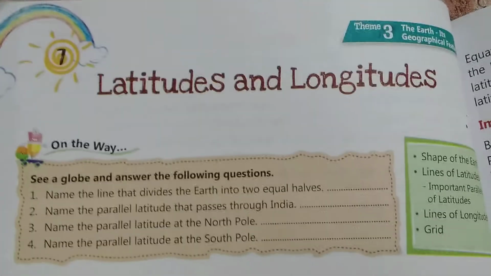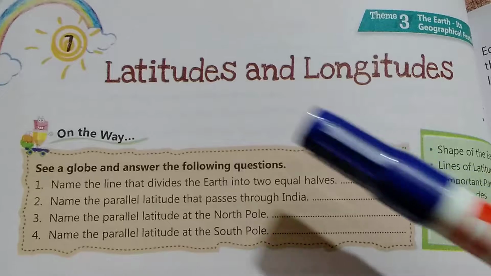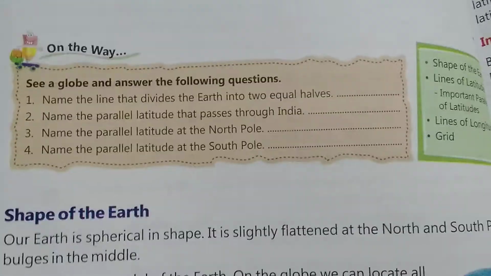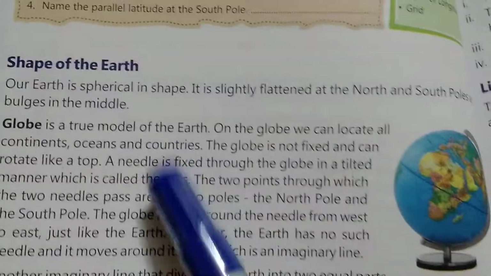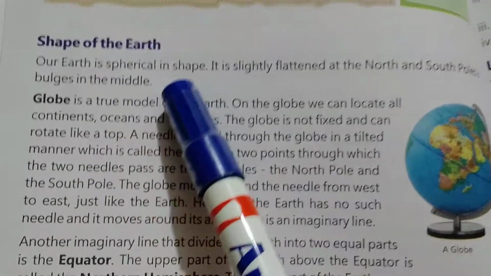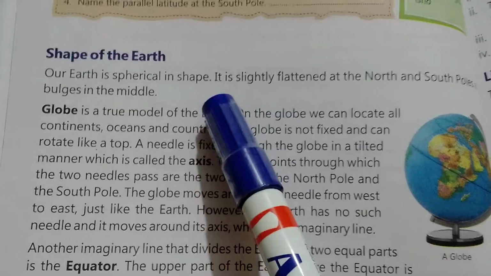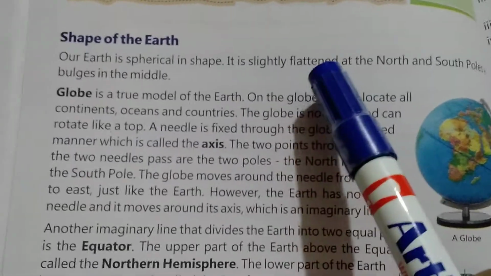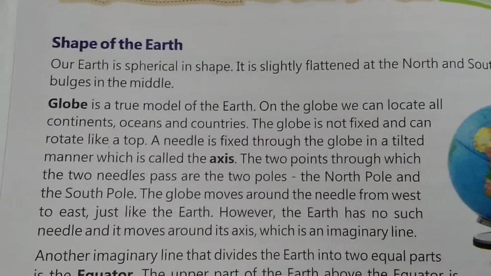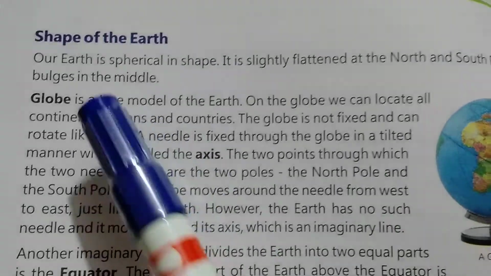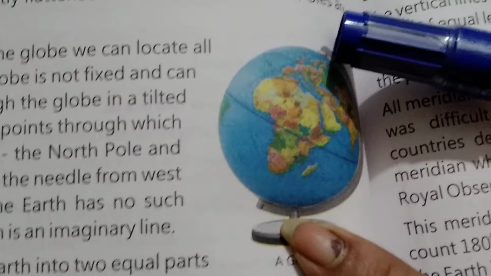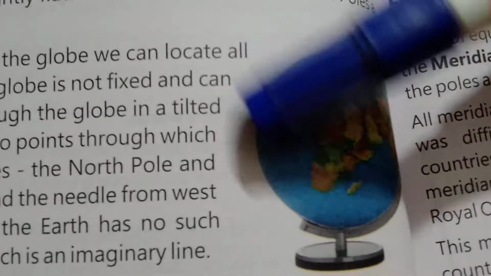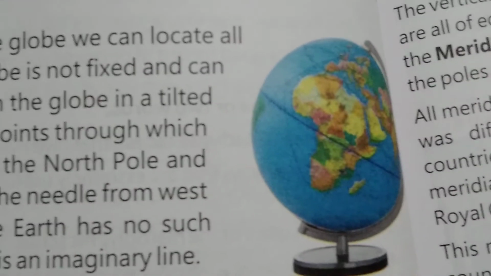So today we learn about latitudes and longitudes. Firstly, here is the shape of the earth. Our earth is spherical in shape, as I told you before. It is slightly flattened at the north and south poles and bulges in the middle.